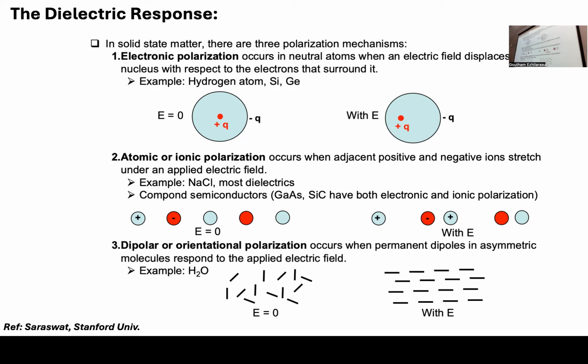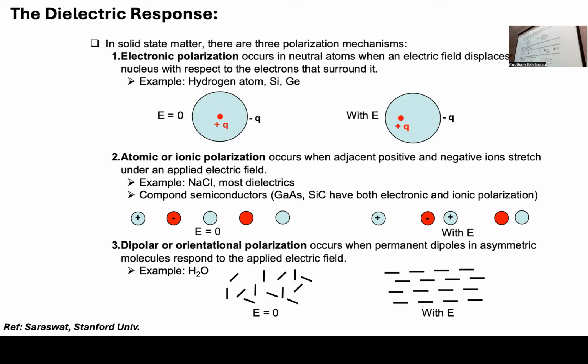There are multiple phenomena of polarization that can happen. The first one is electronic polarization. Imagine you had an atom, with a positive charge and a negative cloud around it. If you don't do anything, the center of the positive charge and the center of the negative charge overlap. So this doesn't have a net dipole moment, right?